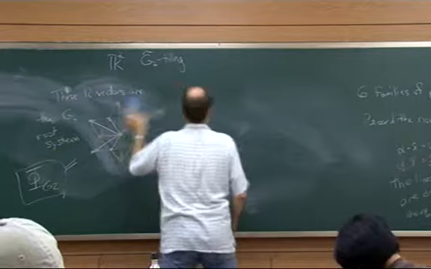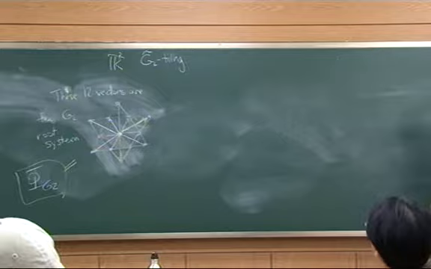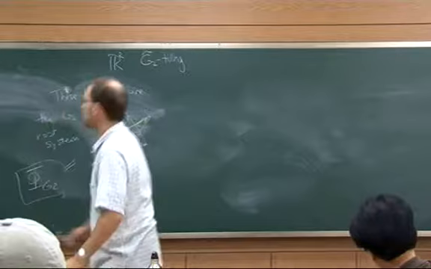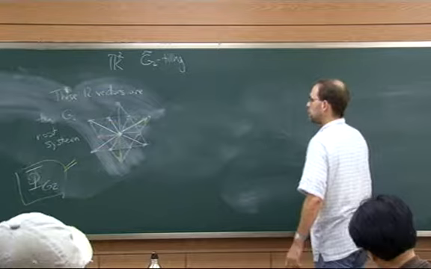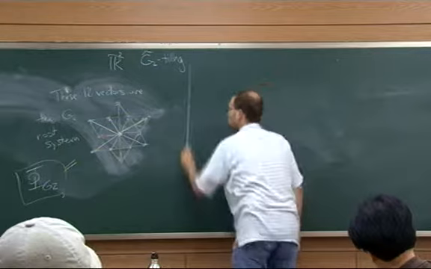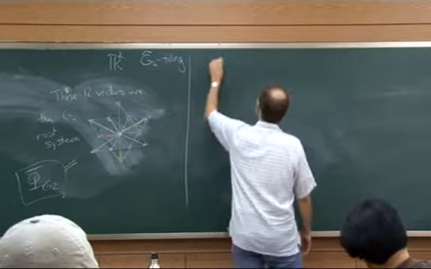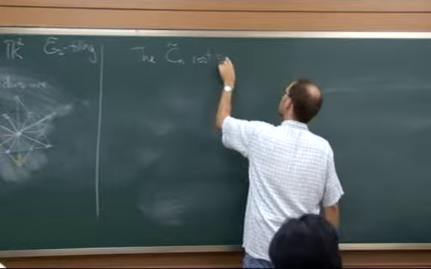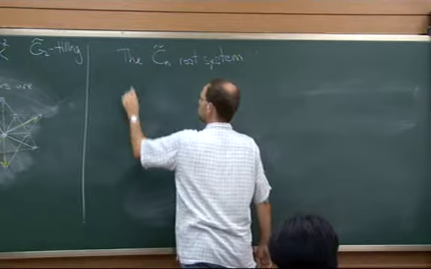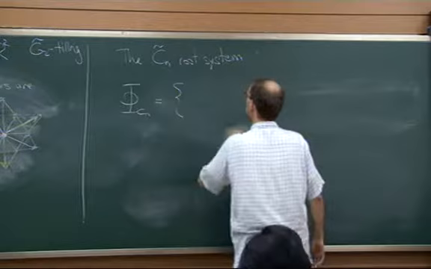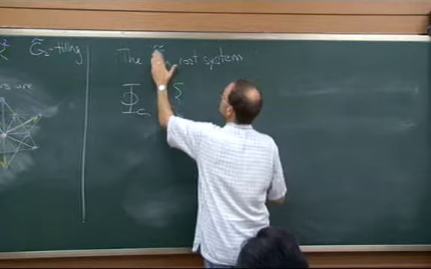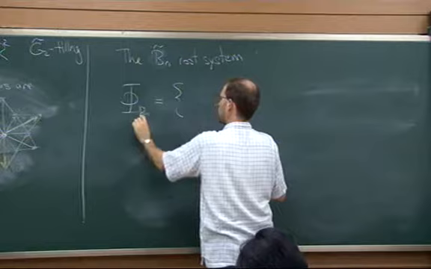Let me leave that up for a second. Okay. What I want to do now is actually talk about what the root systems look like in these other cases. The CN tilde root system is a collection of vectors. Actually, let me start with BN. Well, I'm going to do all of them. It doesn't matter which order I do them in.